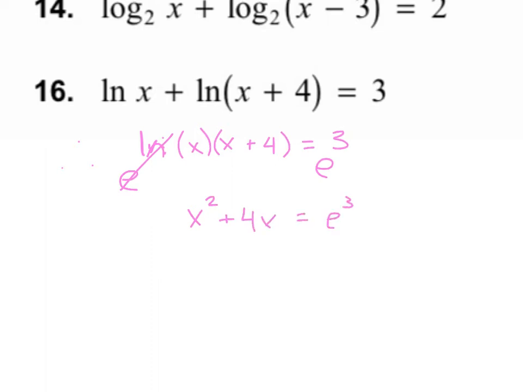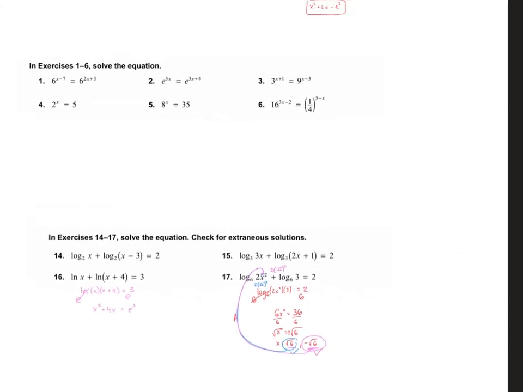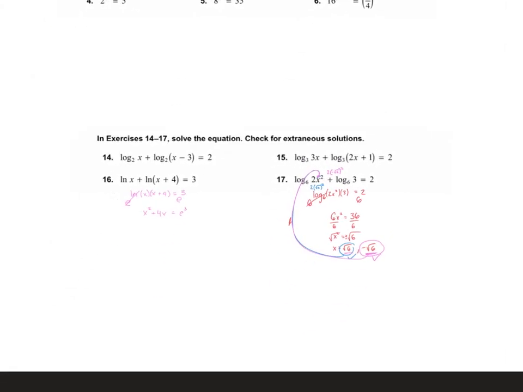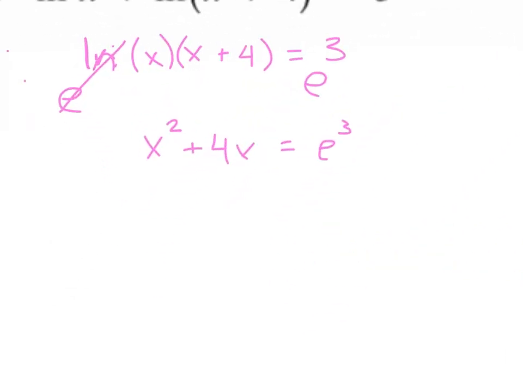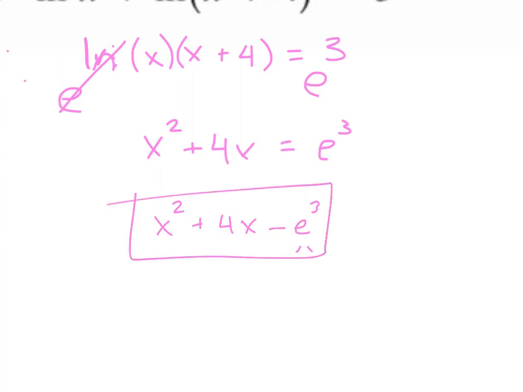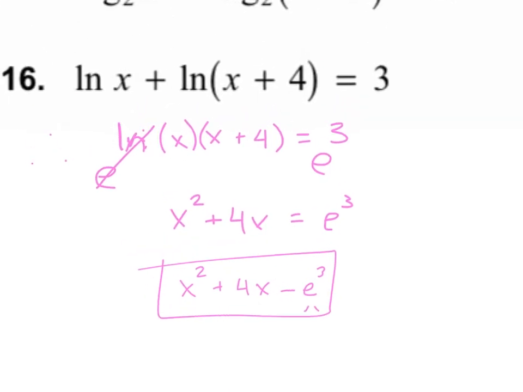So this is just like the one we did, number 33. We can move the e over, but we can't solve it after that. We have x squared plus 4x minus e cubed, because we don't have two factors of negative e cubed that add to 4. So we would just leave it like this. So again, you're not going to have one like this on the test, but you do need to know that e and ln cancel.